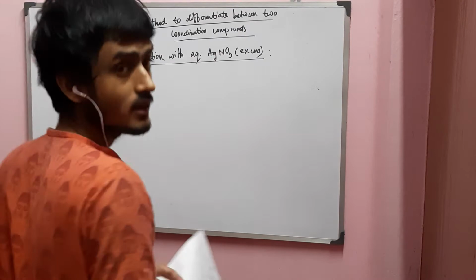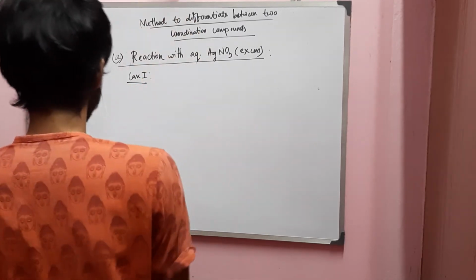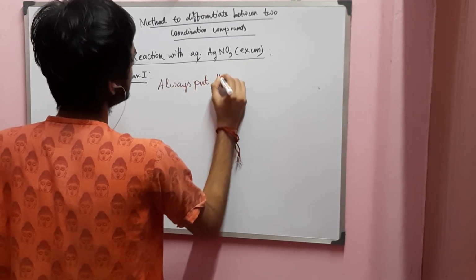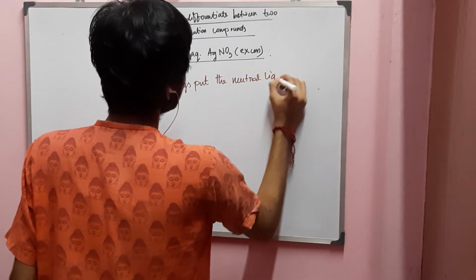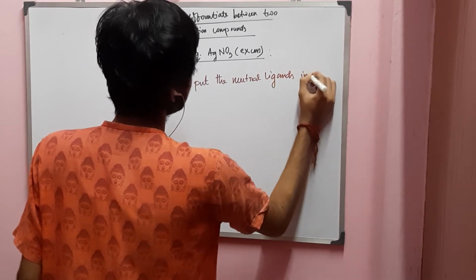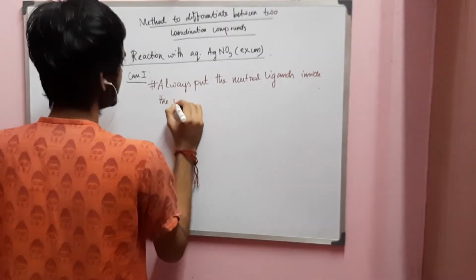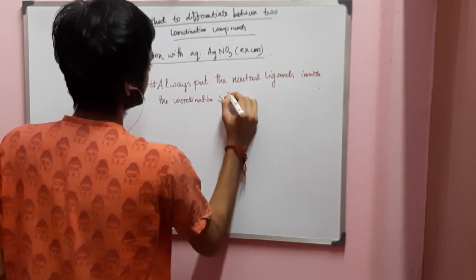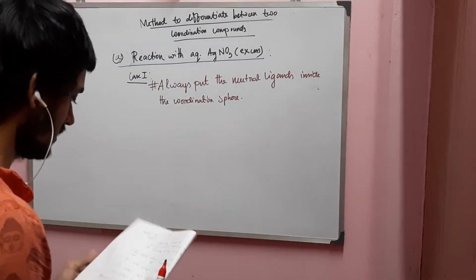And there is an important point I forgot to mention, that is, always put the neutral ligands inside the coordination sphere. This is a note. Okay, so let's understand this by an example.